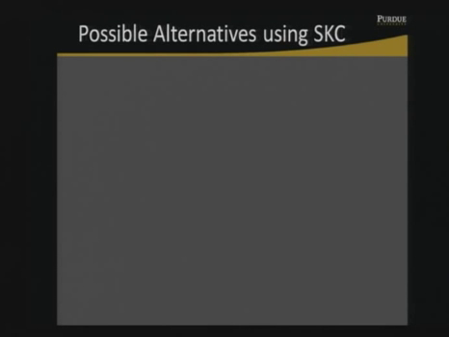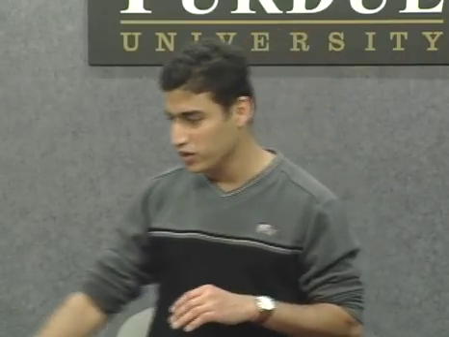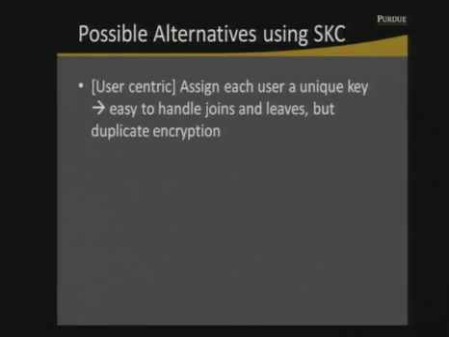So I must warn you that the straightforward use of symmetric keys also has limitations. For example, if you use the user-centric way where you give each user a unique symmetric key and use that in your system, that's also going to create limitations. For example, this one will efficiently handle user joins and leaves. When a user is laid off, it doesn't affect other users because each and every one has a unique key.